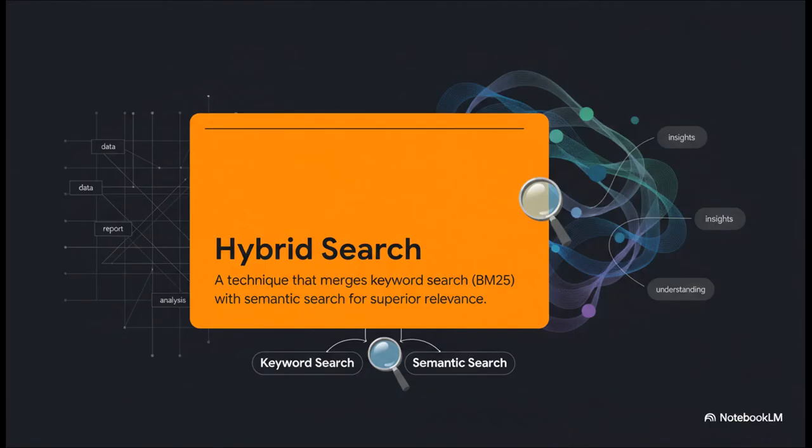So let's double-click on that term for a second. Hybrid search. You've got your traditional keyword search, which is awesome at finding exact word matches. Then you have modern semantic search, which is incredible at finding documents that are conceptually related, even if the words are totally different. Edge AI does both at the same time and then intelligently fuses the results. So you get what you literally typed and what you actually meant. It's the best of both worlds.